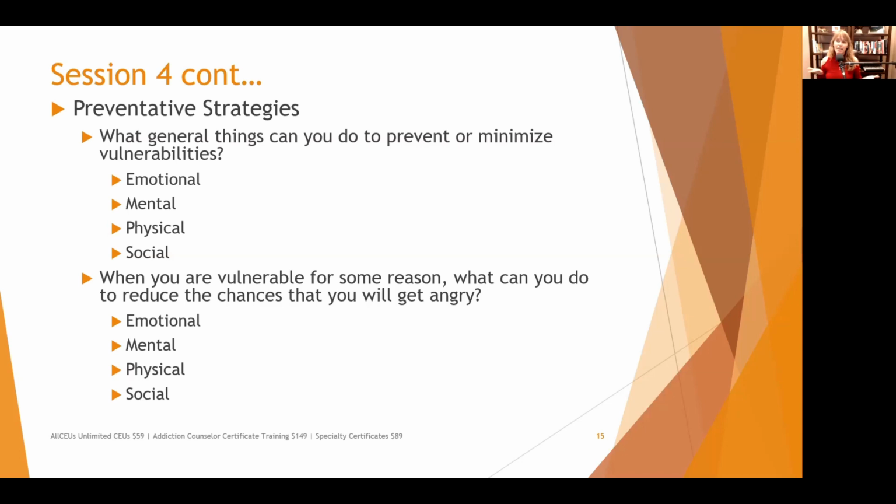Physically, what can you do to prevent or minimize vulnerabilities? And that goes back to the nutrition, the sleeping, the deep breathing, staying hydrated, not letting your blood sugar get too low, not over caffeinating, and avoiding alcohol. And socially, what things can you do to prevent or minimize vulnerabilities?